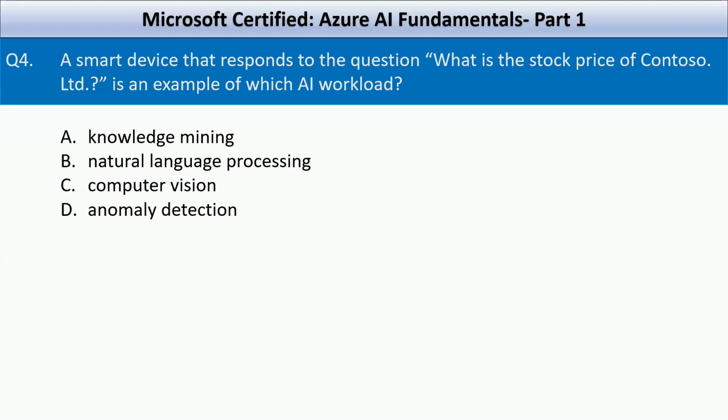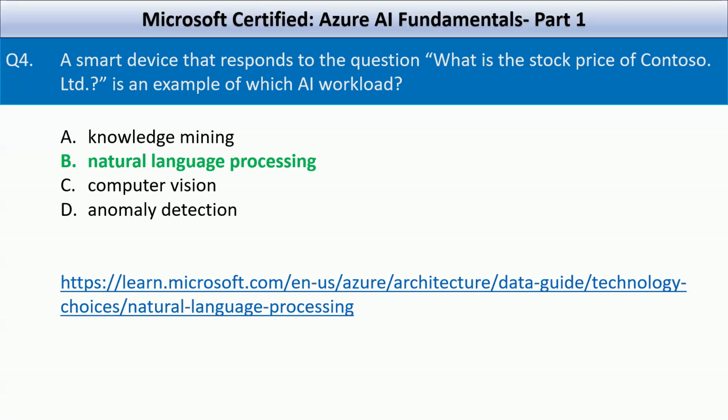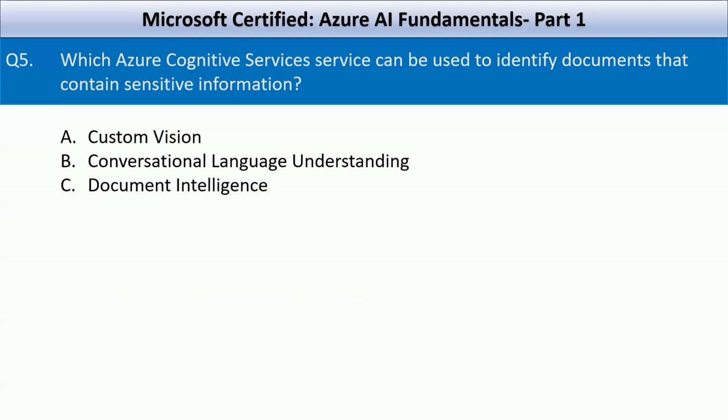Fourth question. A smart device that responds to the question, what is the stock price of Contoso Limited, is an example of which AI workload? Your options are knowledge mining, natural language processing, computer vision, anomaly detection. And friends, the correct answer here is option B. NLP, which is natural language processing, is a branch of AI that enables machines to understand, interpret, and respond to human language. In this case, the smart device processes the spoken or written question, extracts the relevant information, retrieves the stock price, and responds accordingly.